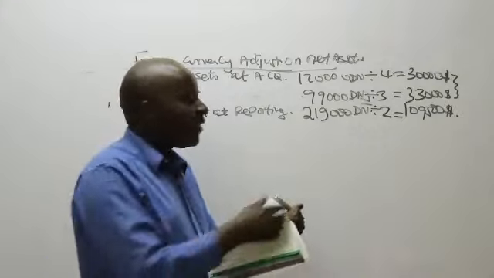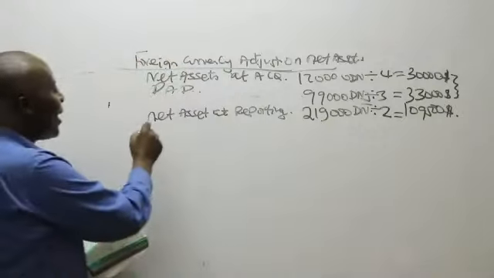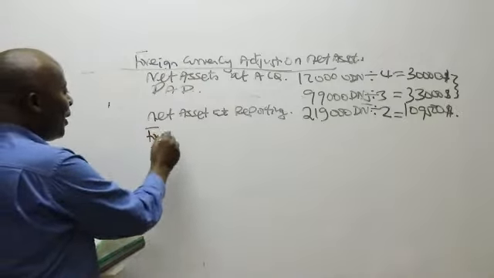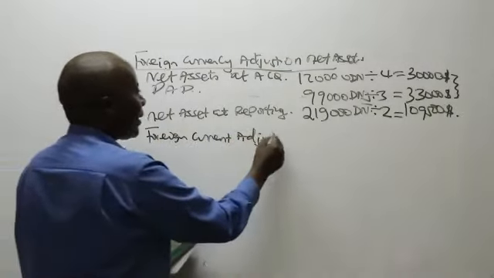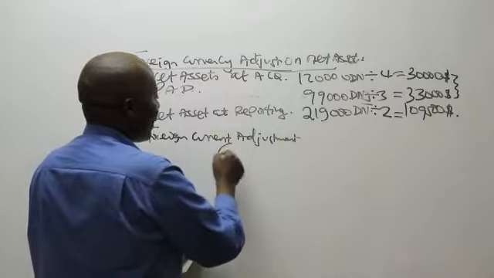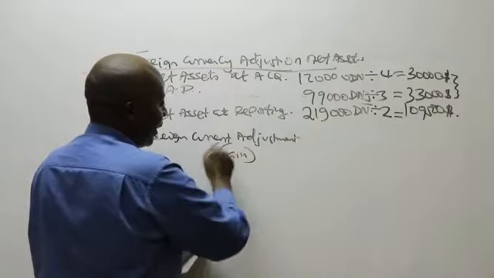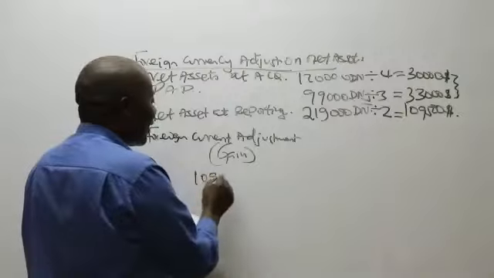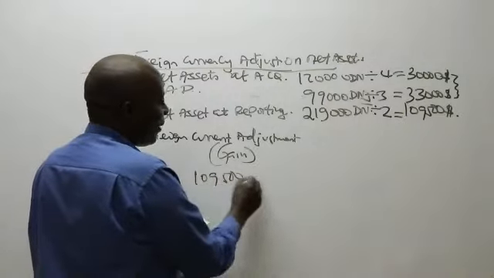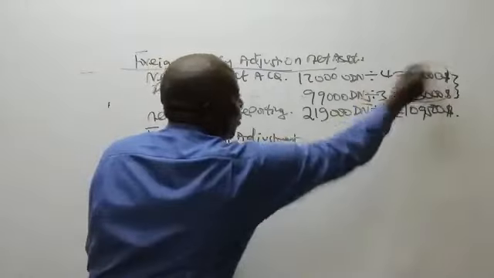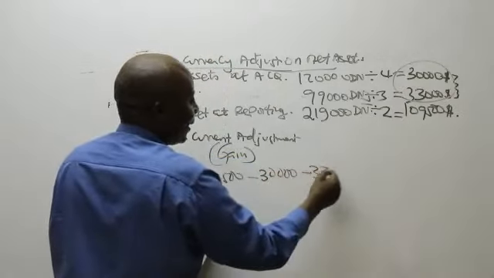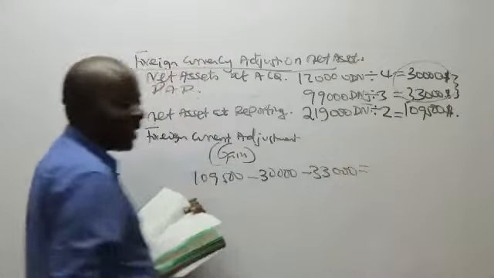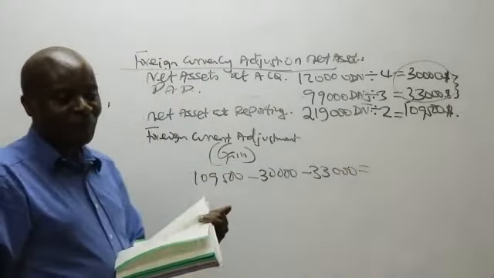So, ladies and gentlemen, to get the foreign currency adjustment on net assets, which I can see will be a gain, I take the closing rate 109,500 minus these two combined: minus 30,000 minus 33,000. You'll be able to get your gain on net assets.